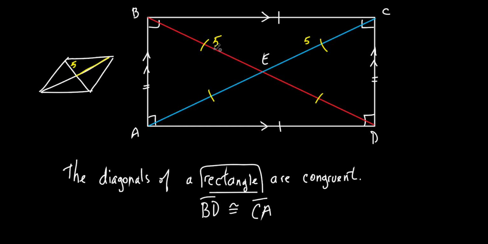But here, on a rectangle, all four of these segments, BE, CE, DE, and AE, all of those are exactly the same. All right? That's the only time we've done that. It's the only time we're going to do that, okay, because it's a rectangle. So the diagonals bisect each other, and the diagonals are equal to each other.